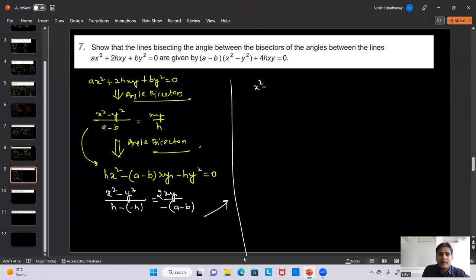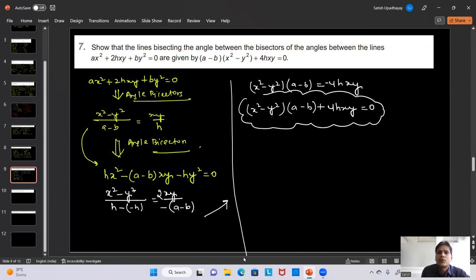Okay, so if we further simplify it, we will have x² − y², and minus sign is there, let it be as it is, minus into (a − b), and that will be equal to, this will be 2h, no? So 2 into 2, 4hxy, that will be equal to 4hxy. So this is what is given, a − b. Yes, this minus sign, we can write it here. So I can shift this minus sign to this side, and (x² − y²)(a − b), and when I take this thing to the left hand side, it will be plus 4hxy. Okay, so this is as simple as this. So this is what we have to do. So yes, we have proved it.